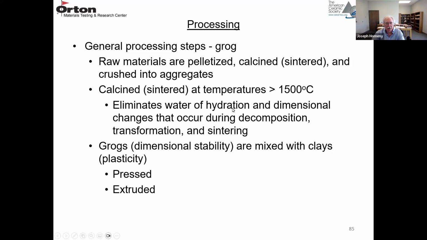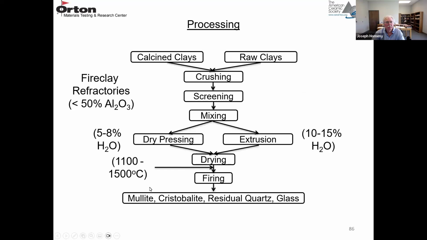You remove water of hydration, and any other changes that might occur as a result of decomposition reactions or transformations. Then you sinter it and you densify it. So these are calcined, and they're known as grogs. If it's a clay, they're dimensionally stable, and then they can be mixed with other clays to provide plasticity. These materials are mostly pressed. If it's a high clay content, it may be extruded for a low alumina type refractory.